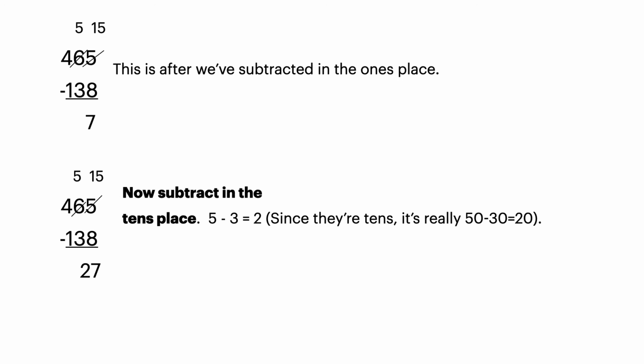This is after we've subtracted in the ones place. Now subtract in the tens place. 5 minus 3 equals 2. Well, since they're tens, it's really 50 minus 30 equals 20.